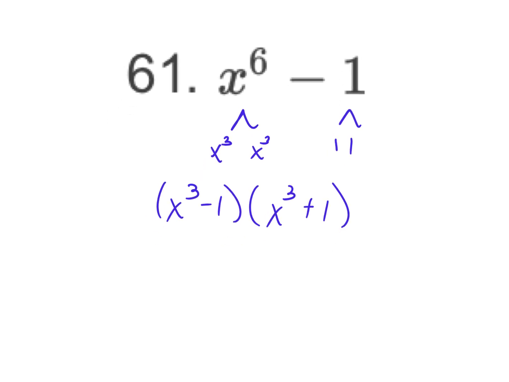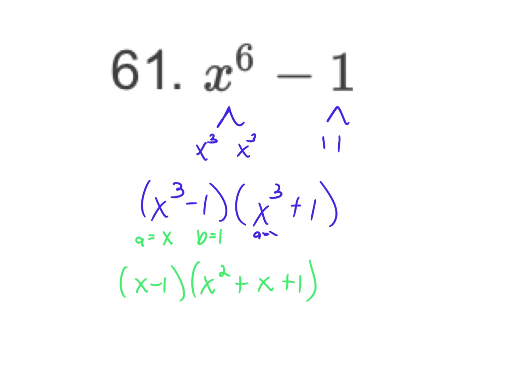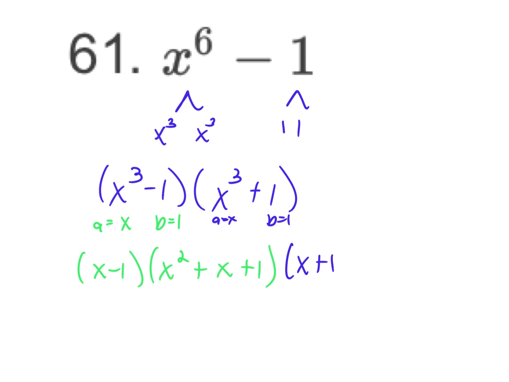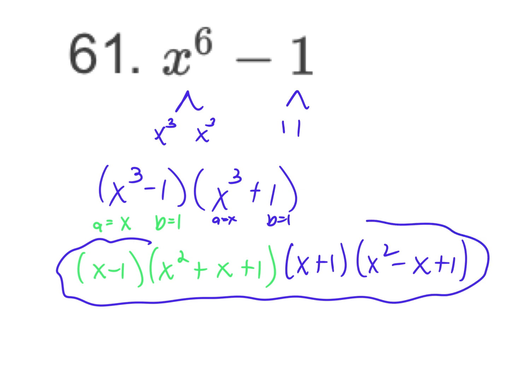This first parenthesis, my a is x, my b is 1, and this would work out to be x minus 1 times x squared plus x plus 1. My second parenthesis, my a is x and my b is 1. This would factor out to be x plus 1, x squared minus x plus 1. That's a tricky problem. We can go over it a little more in class on Monday when you guys come in.